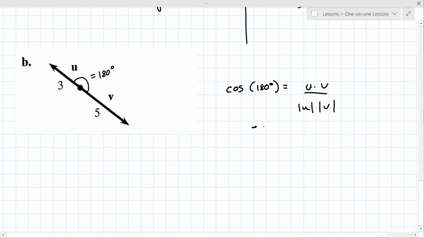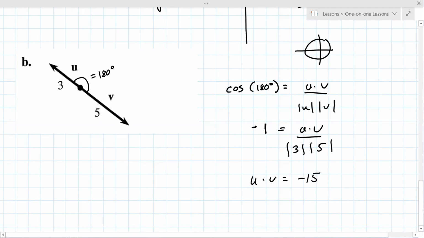Cosine of 180 degrees is the x value on the unit circle. Over here on the left, it's -1. Magnitude of u is 3, so u dot v is equal to -15. So what do you notice about u and v? What's a word you could describe them with? They're on the same line, but what else? What about their direction?